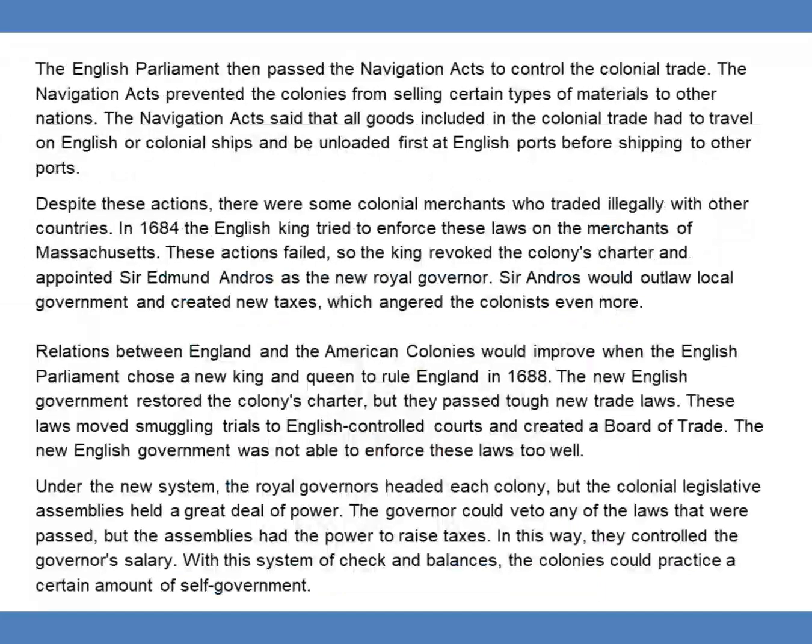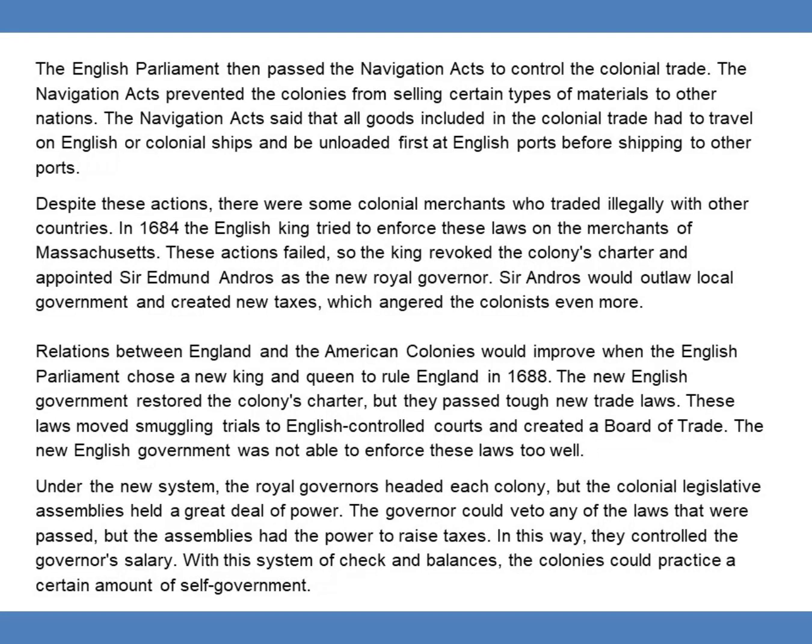The English Parliament then passed the Navigation Acts to control the colonial trade. The Navigation Acts prevented the colonies from selling certain types of materials to other nations. The Navigation Act said that all goods included in the colonial trade had to travel on English or colonial ships and be unloaded first at English ports before shipping to other ports.